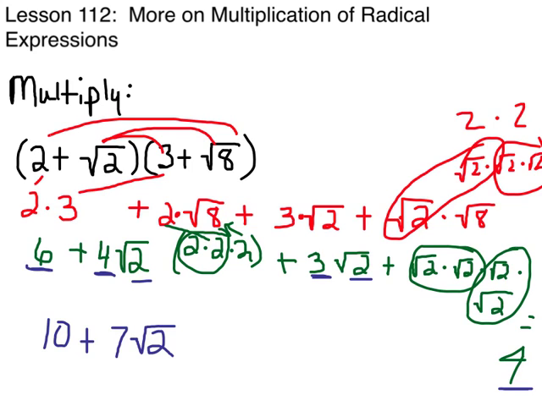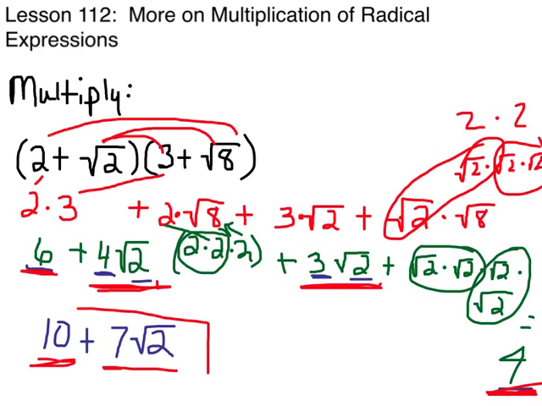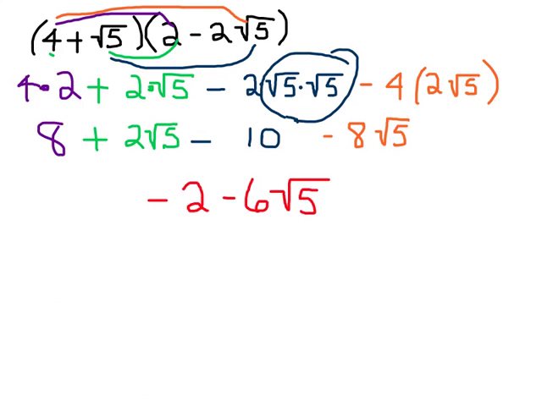Now, we can combine 6 and 4, which are like terms, for 10. And then we've got this narrowed down to 4 times the square root of 2, which can be combined with 3 times the square root of 2 for a total of 7 square root of 2. And this is our final answer because that's as simplified as we can get it. Okay, let's do another one.